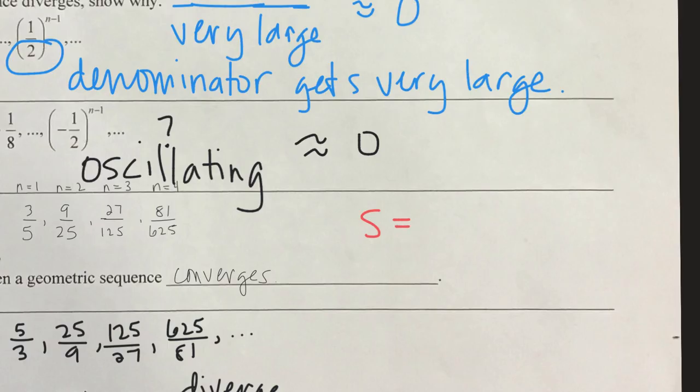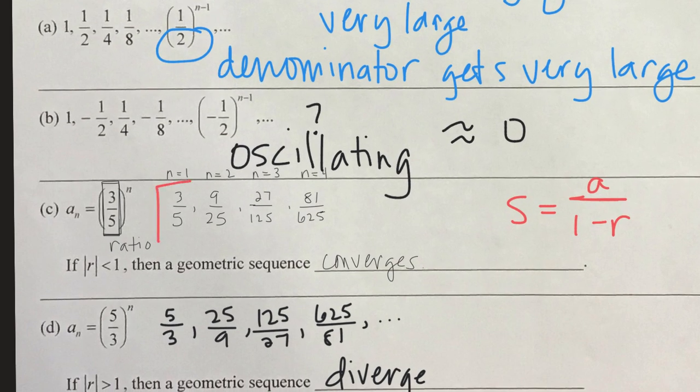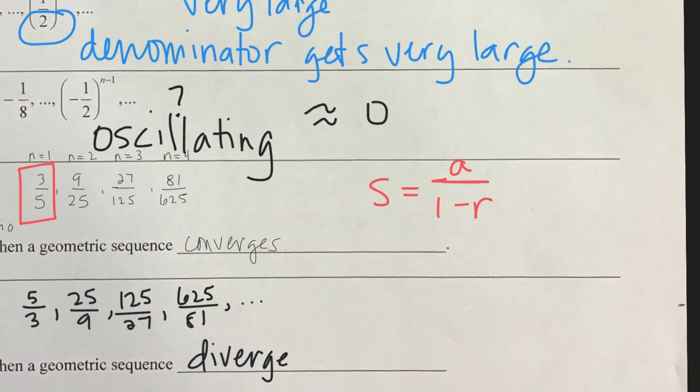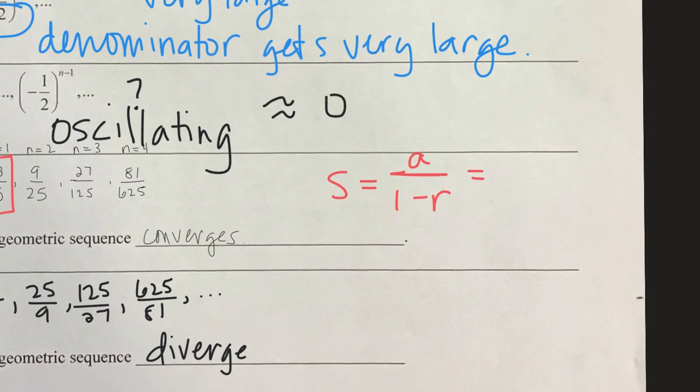Okay, and I believe there's a formula for this. S is equal to a over 1 minus r is our formula if our geometric sequence converges. Okay, so in this case, our first thing is 3/5. So that's our a. Our first term is 3/5 over 1 minus our ratio, which is also 3/5.